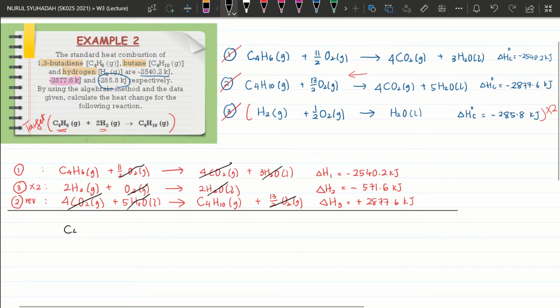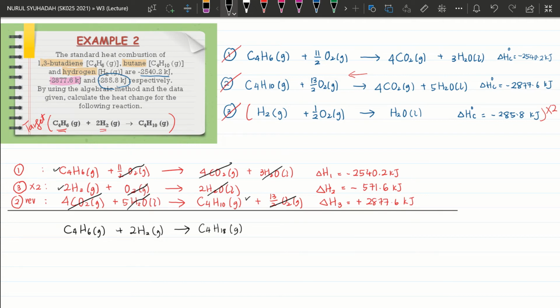So write down all the remaining terms that we have: C4H6 gas, and then plus 2H2 gas to produce C4H10. So there we have our target equation, the same as the one given. So meaning here, this will be delta H. Since it is only the heat change for the following reaction, just put as delta H reaction.